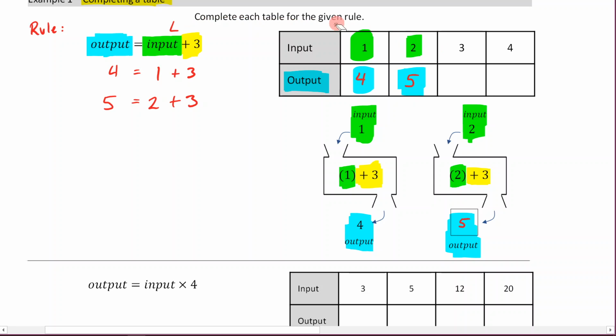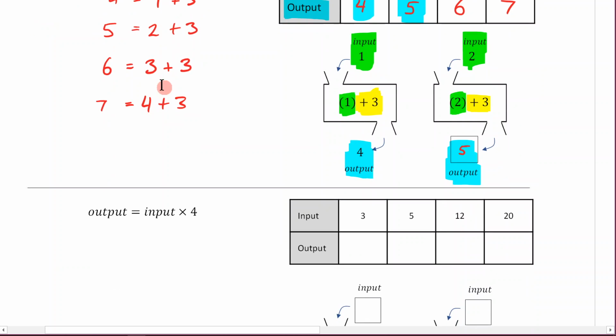Now, when you're doing these things, you're not actually going to draw a little machine. Rather, what you're going to do is say, all right, I have 3. So I'm going to put 3 into my input, and I'm going to plus 3 to it. 3 plus 3 is 6. So 6 is my output. Then for the next one, 4 is my input. So I put 4 here. I plus 3 to it. 4 plus 3 is 7. So that means 7 is here. And just like that, we have completed this table of values using our given rule.